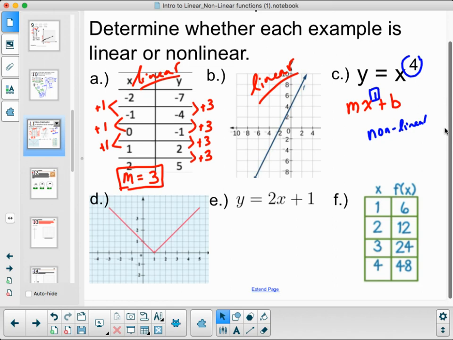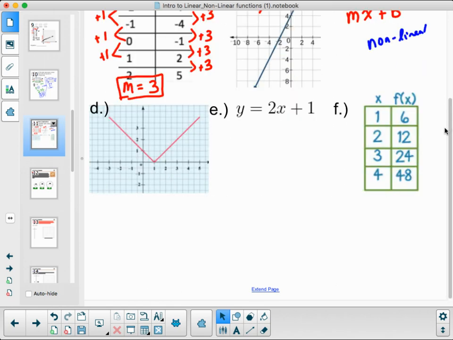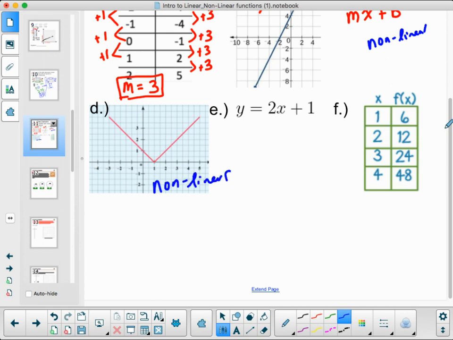Scroll down to D. Now, this is a little tricky. People get this one confused. This is actually an absolute value function. The line goes down, then straight up again. All right, so even though it kind of looks like two lines, this is considered nonlinear as well. All right, just because of that V that it shows.